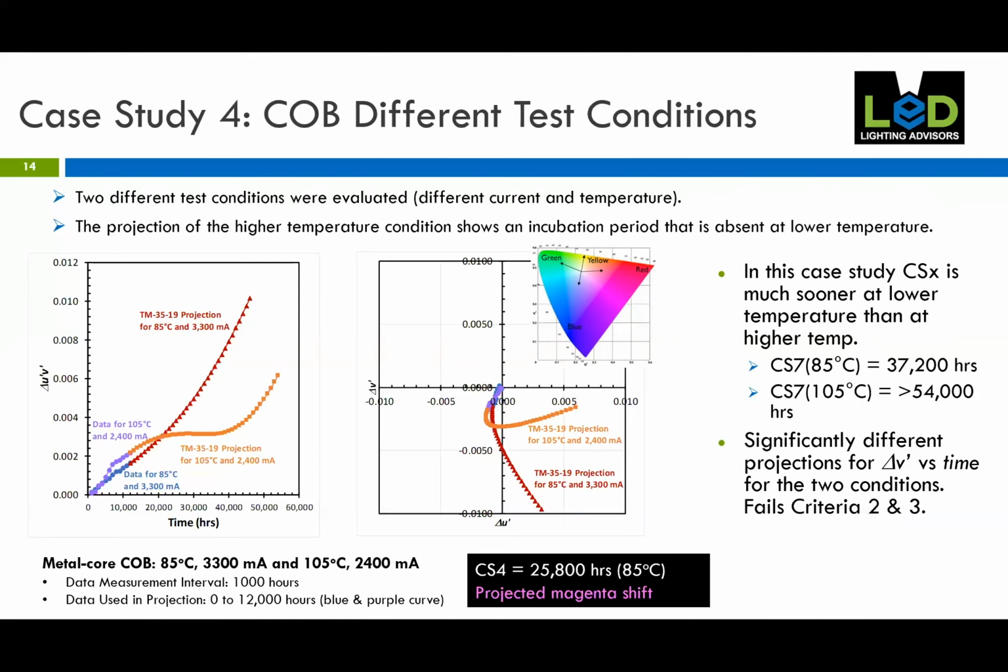The TM35 also projects significantly different chromaticity shift directions for the 2 conditions seen on the right-hand plot. At 105 C, you see a shift towards the red direction, whereas at 85 C, we see a shift to the magenta direction. And this is important because the predicted shift to magenta is a direction that we have not seen in physical data sets for white PC LEDs. So typically, you do not fail in the magenta.